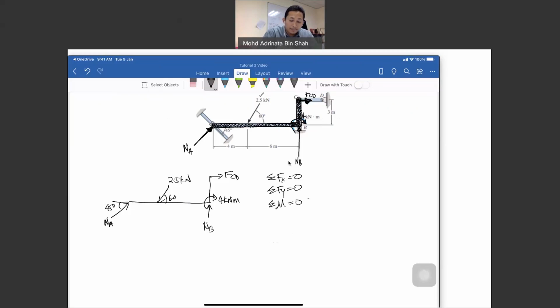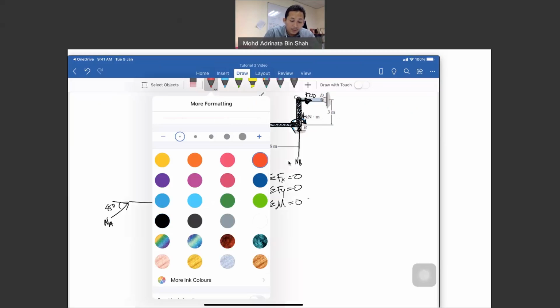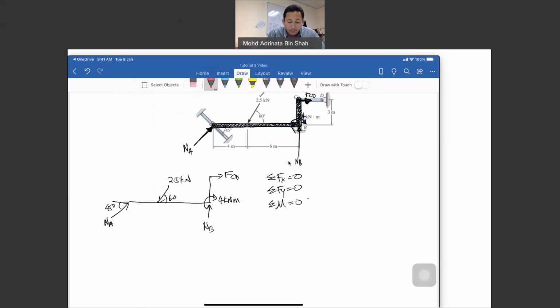Okay, we need to break the forces. This is at A, NA cosine 45 degree, and NA sine 45 degree, 2.5 sine 60, 2.5 cosine 60, and that's it. Everything is in X and Y direction.